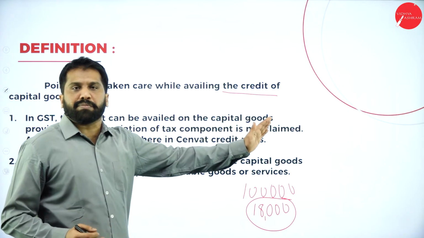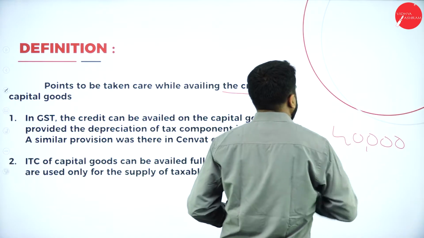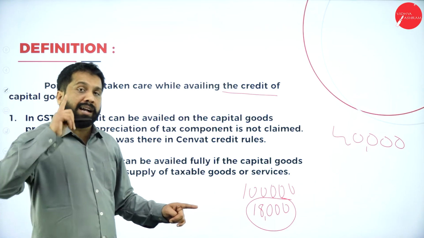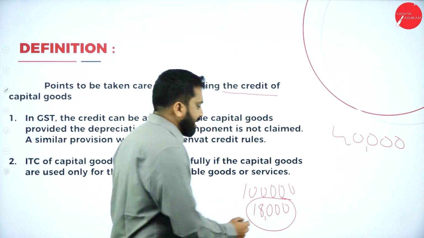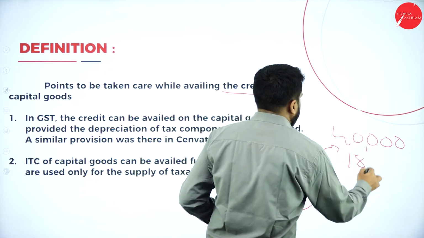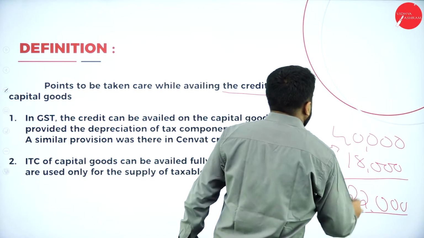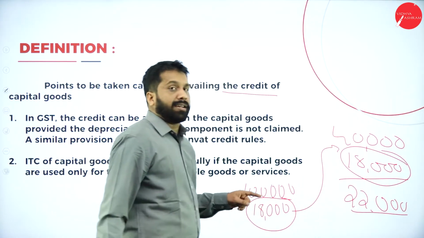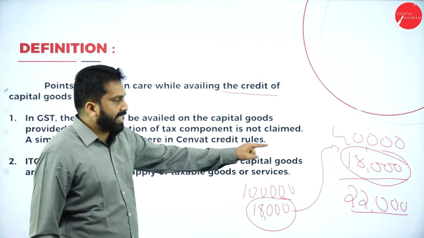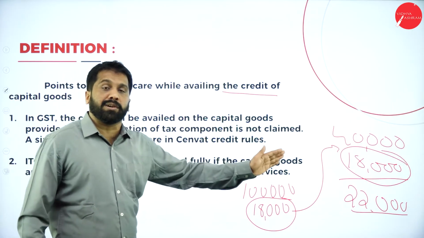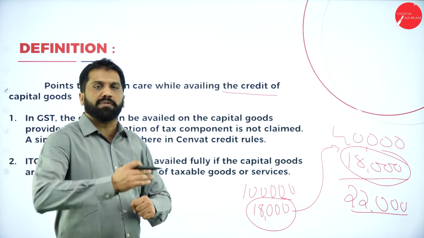You have done your assessment. You are supposed to pay 40,000 tax. How much GST do you have to pay? 40,000. At the time of purchase of the asset, you already paid 18,000. This 18,000 can be claimed. So you are supposed to pay 22,000. This 18,000 you can claim if you fulfill all these conditions. 18,000 at a time you cannot claim. It is also based on the life of the asset. You have to calculate and then claim. All those procedures are there.